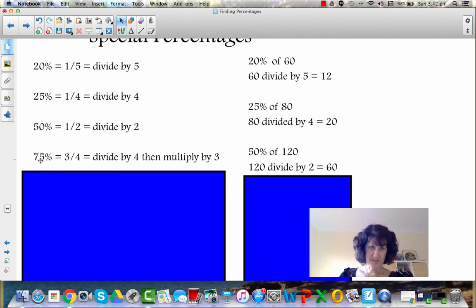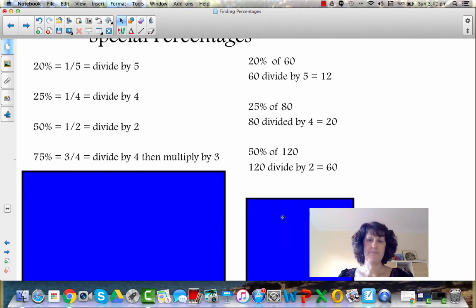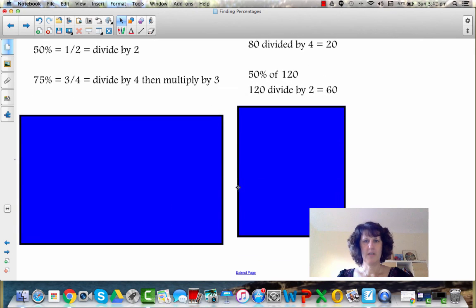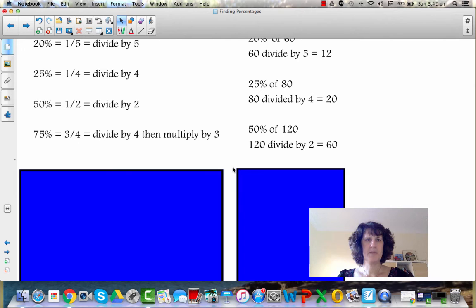Last one, 75% is 3/4, so you divide by 4 and multiply by 3. Oh, didn't do an example for that one, but there you go. It's very similar to the 1/4. So if we were doing 75% of 80, we divide it by 4 to find out 1/4, and then we'd multiply that by 3 to get 3/4. So 3/4 would be 60.